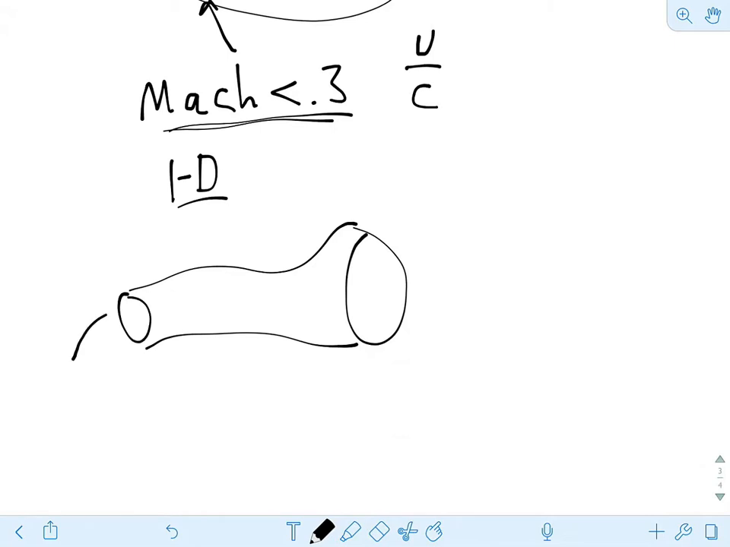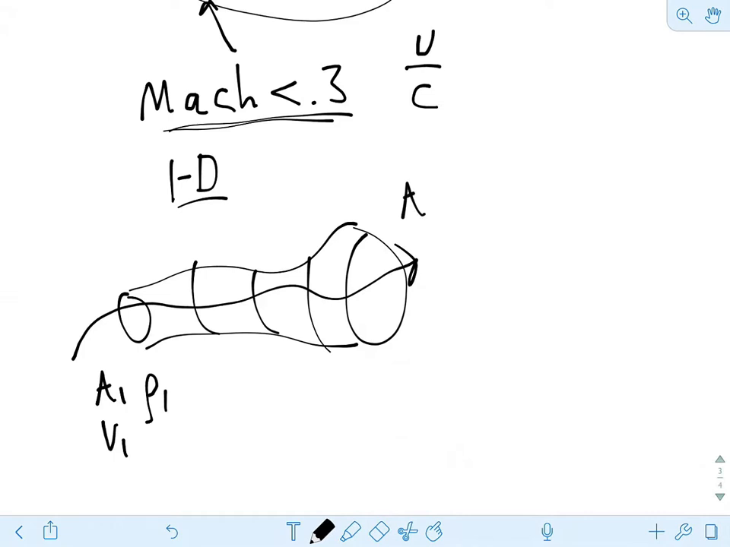And flow is moving through there, and the area is changing as it goes, such that in the beginning here we have an initial area A1, initial velocity V1, and an initial density ρ1. And at the exit we have an A2, it might be bigger than A1 as it is here, a V2, and a ρ2. And we want to see how these are related.